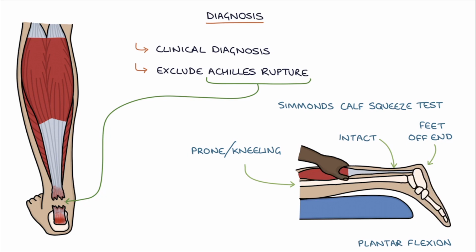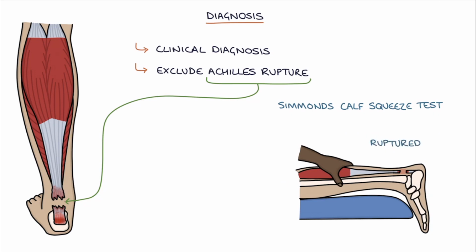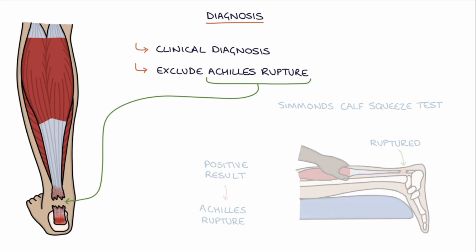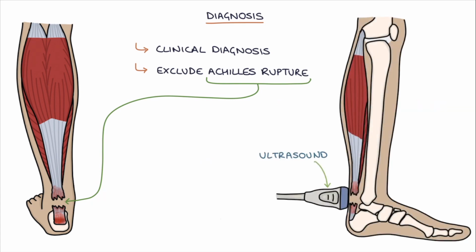Squeezing the calf muscle pulls on the Achilles tendon. When the Achilles is ruptured, the connection between the calf and the ankle is lost. Therefore, squeezing the calf will not cause plantar flexion of the ankle. A lack of plantar flexion is considered a positive result, suggesting Achilles tendon rupture. An ultrasound scan can be used to diagnose Achilles tendon rupture if suspected.